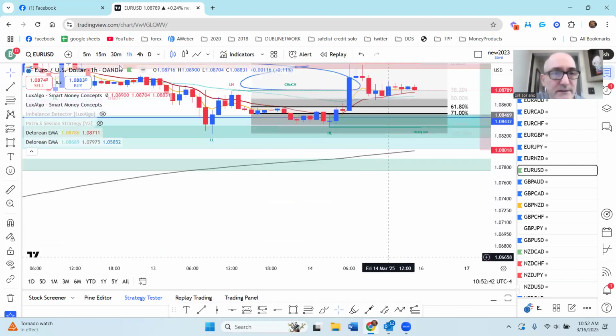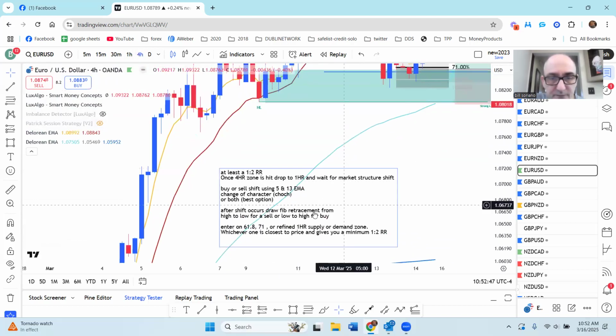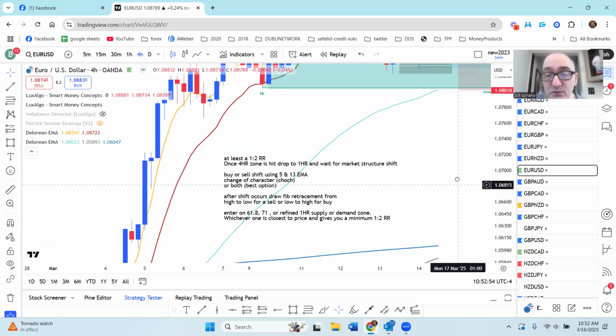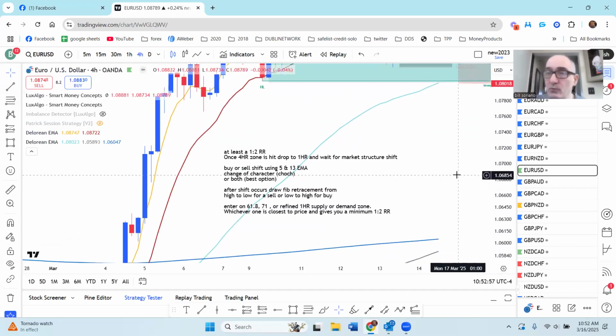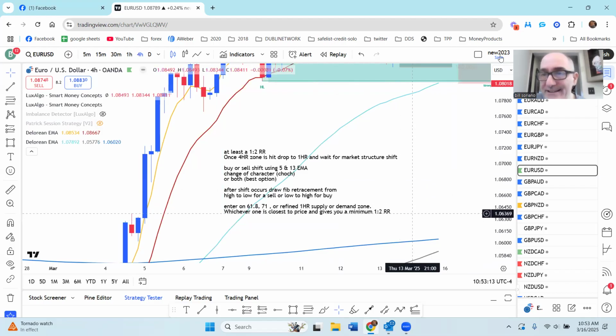Okay, so once that happens, once you get the market shift, after the shift occurs, you draw the fib from the high to the low for a sell or the low to high for a buy. And then you have 3 places where you can enter based on whichever one's closest to price and gives you at least a 1 to 2 risk to reward ratio. You can enter at the 61.8 fib, the 71 fib, or your refined 1 hour supply or demand zone that the indicator gives you, whichever one is closest to price and gives you at least a 1 to 2 risk to reward on that trade.